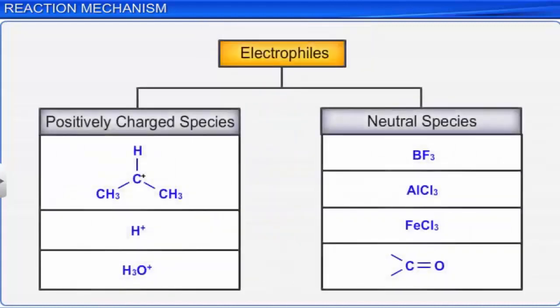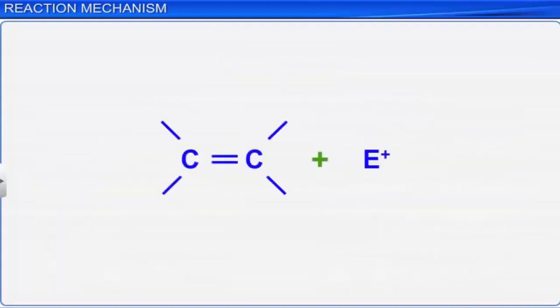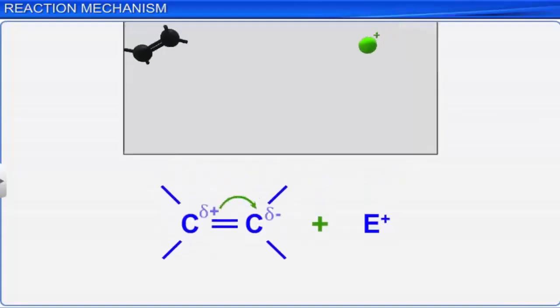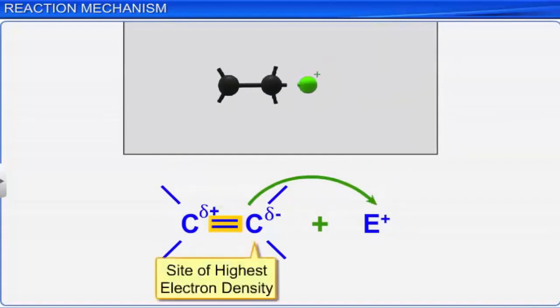Electrophiles may be either positively charged, such as carbocations, hydrogen ion and hydronium ion, or electrically neutral species such as boron trifluoride, aluminium chloride, ferric chloride, and carbonyl group. A reaction initiated by an electrophile is called an electrophilic reaction. Electrophiles always attack the substrate molecule at the site of maximum electron density.